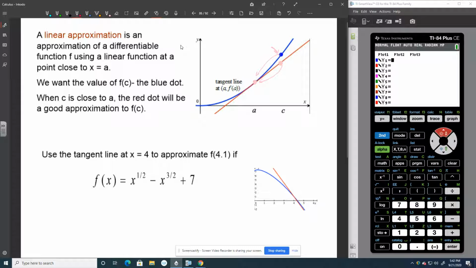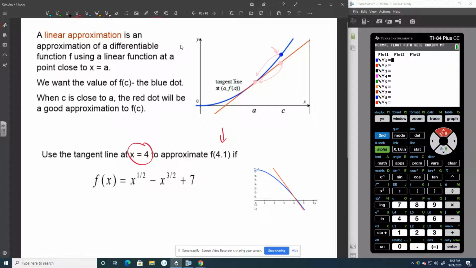It says to use the tangent line at x equals 4 to approximate f of 4.1. So it gives me a function and says, let's find the tangent line at x equals 4, and let's use that to approximate my value at 4.1 instead of actually plugging in 4.1. Now, plugging in 4.1 with a calculator, that's not hard to do, but doing it by hand sometimes is an ugly mess. So let's go ahead and work through that.